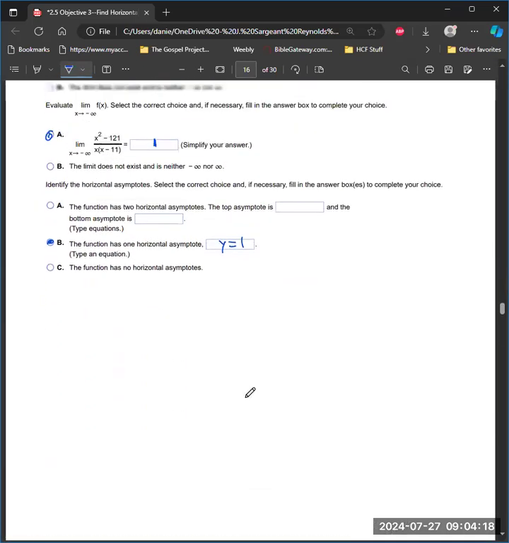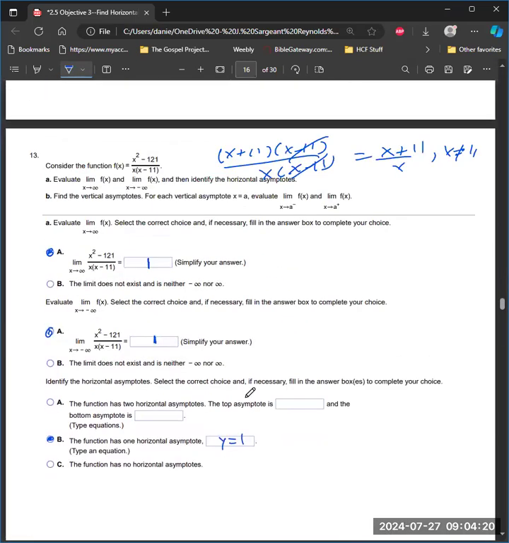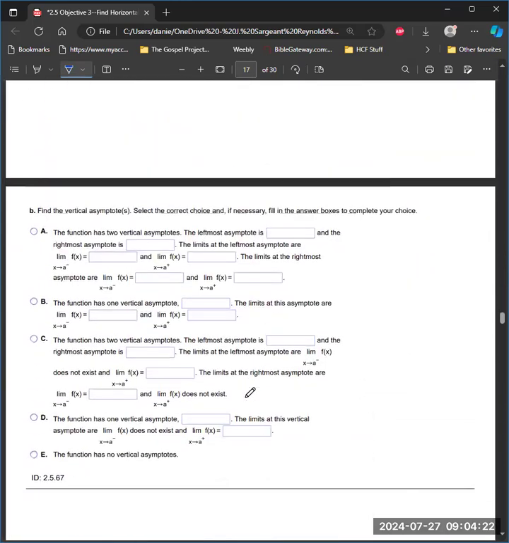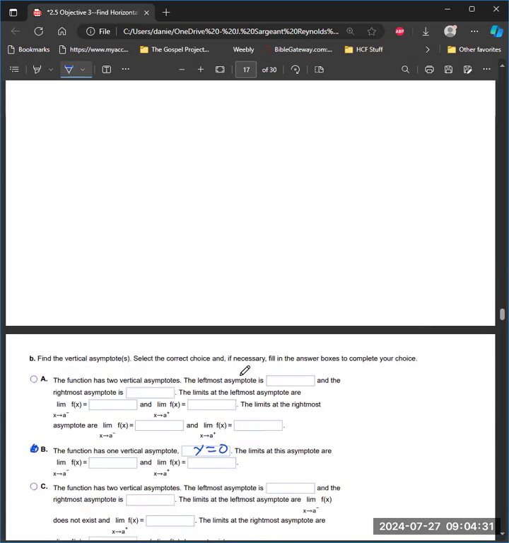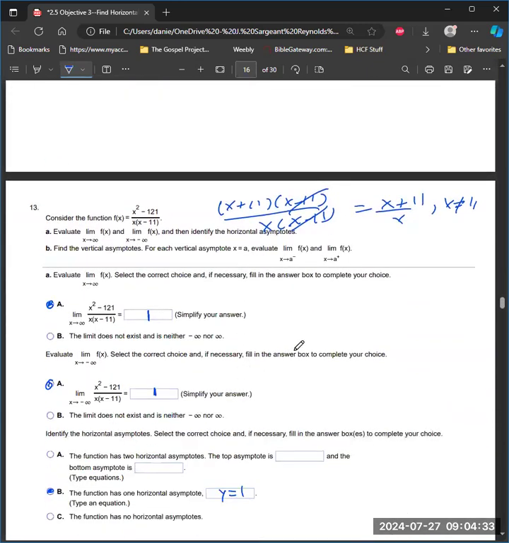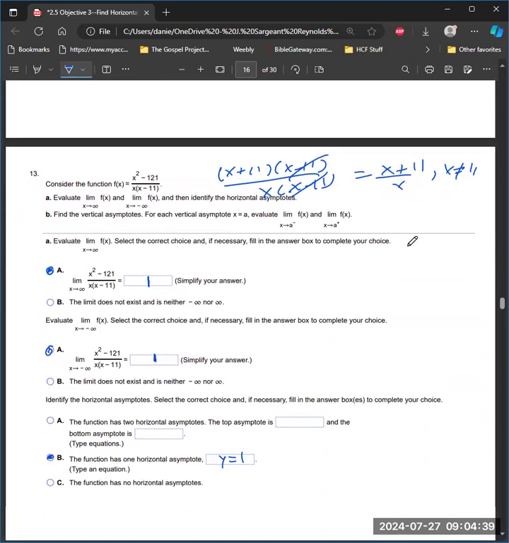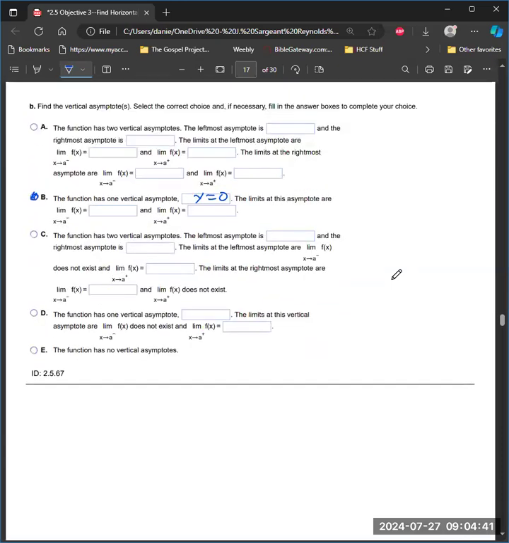And vertical asymptotes, we're going to have x equals 0 as our only vertical asymptote. So that's B. And so I go to the left of 0. This is positive over negative, which is negative infinity. To the right, it's going to be positive infinity.